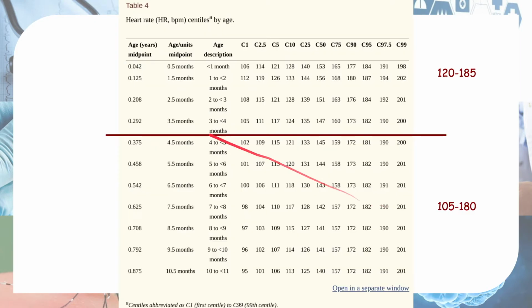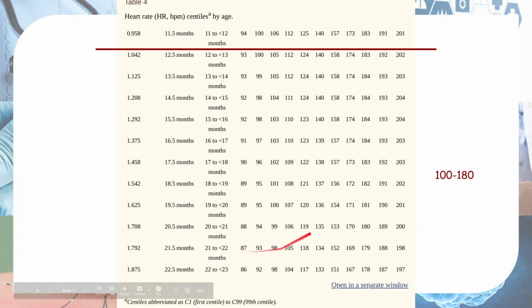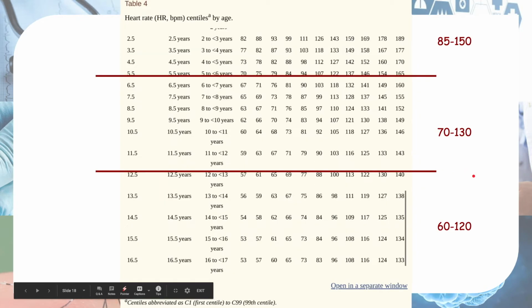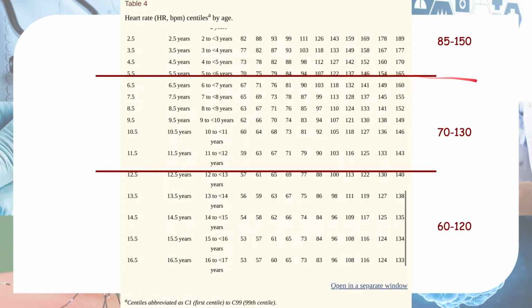Okay, next we look at heart rate. Heart rate, I won't go through all this already, because it's quite tedious. So in neonates, which is up to 4 months, you have a range about 120 to 185 for the centiles for the heart rate. So you see neonates have the highest heart rates, and after that it starts to go down. In infants it's 105 to 180, then in toddlers it's 100 to 180. It's rather high.